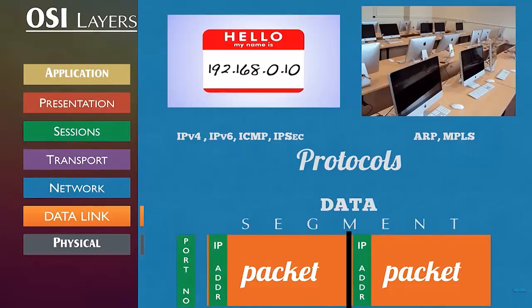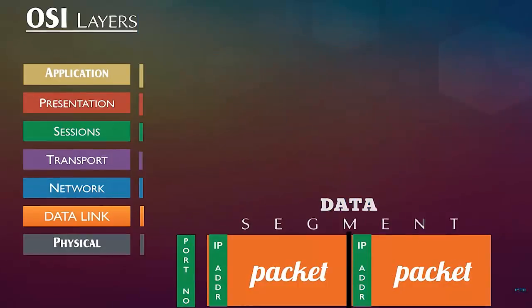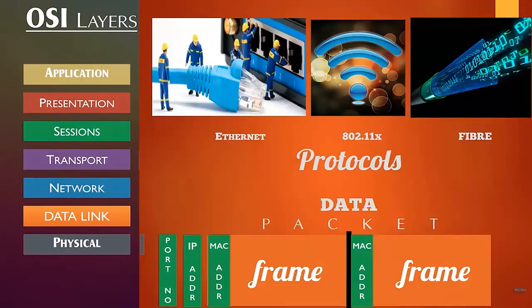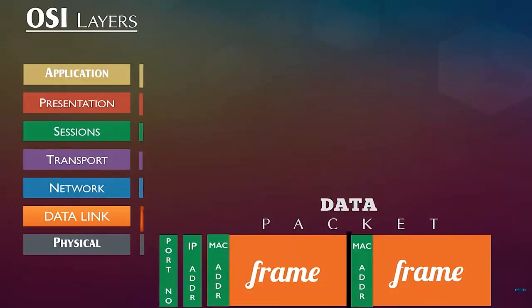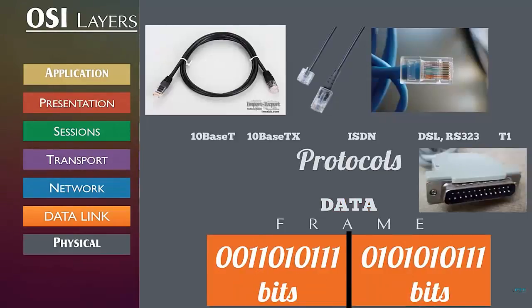Alright, let's go to layer 2 of the OSI reference model, that is the data link layer. This is where your Ethernet, your wireless 802.11x or your Fibre Channel comes into place. The data in this layer is divided into frames and the MAC address of that particular device is attached to the frame.